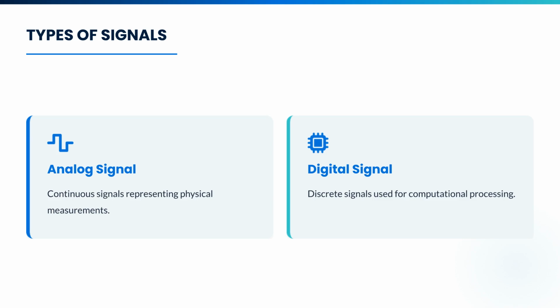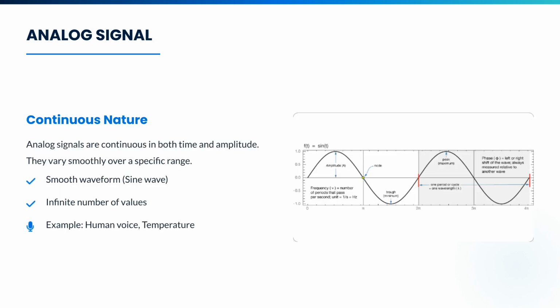Analog signals are continuous and represent physical measurements. Digital signals are discrete and are used for computational processing. Analog signals are continuous in both time and amplitude, varying smoothly over a range. They typically form a smooth waveform, like a sine wave, and have an infinite number of values. Examples include human voice and temperature data.